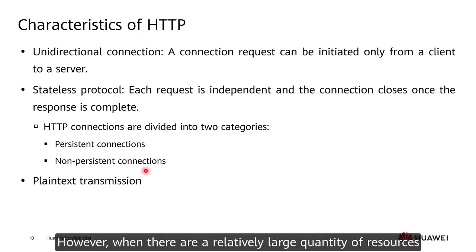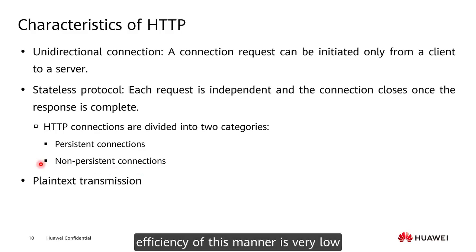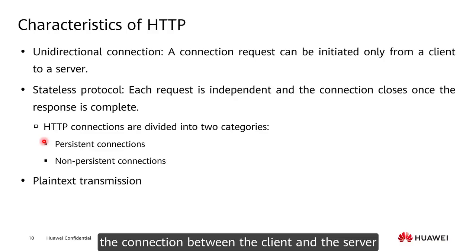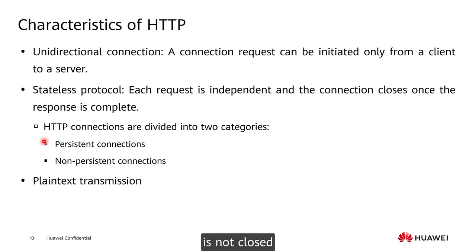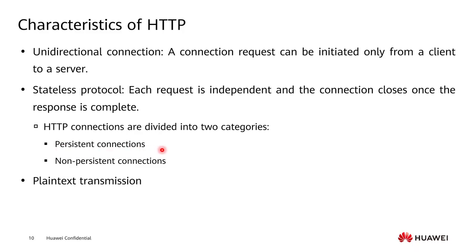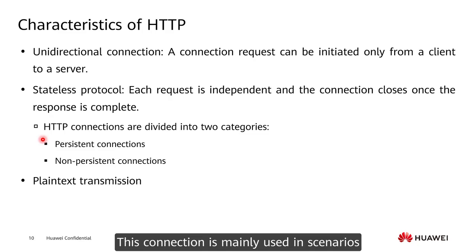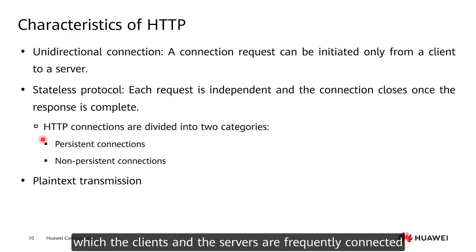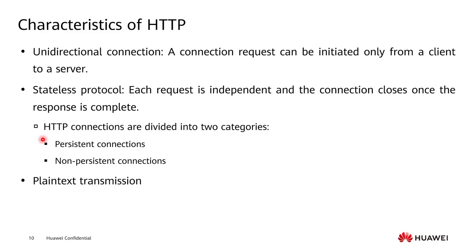However, when there is a relatively large quantity of resources, the efficiency of this manner is very low, and some other problems will also occur. So another connection mode is that when HTTP closes a transaction, the connection between the client and the server is not closed. This type of connection is called persistent connection. The connection is mainly used in scenarios in which the client and the server are frequently connected, such as database connections.